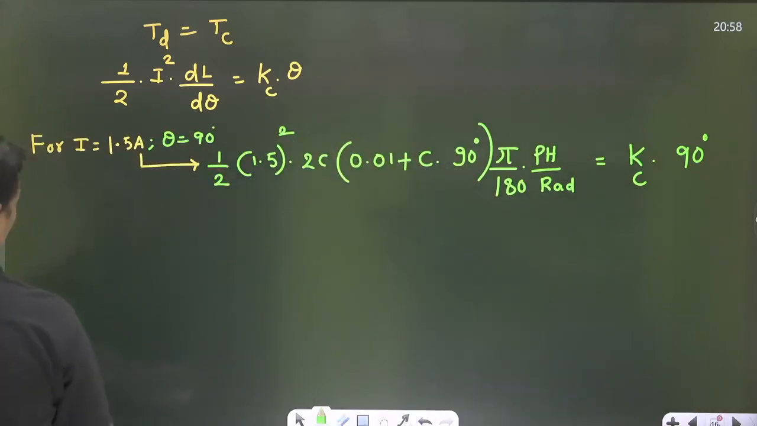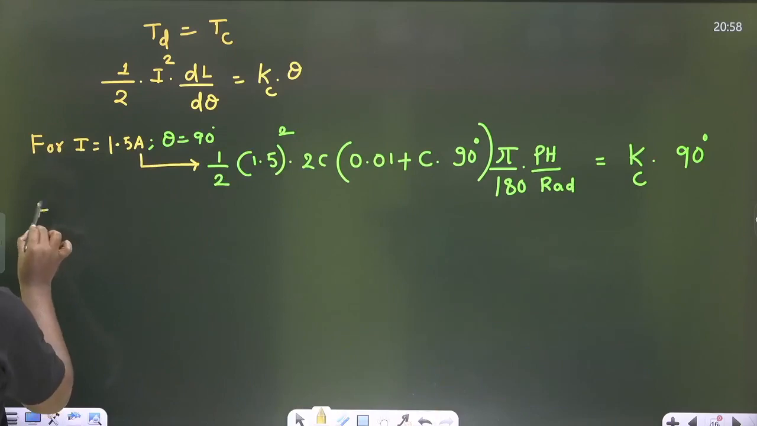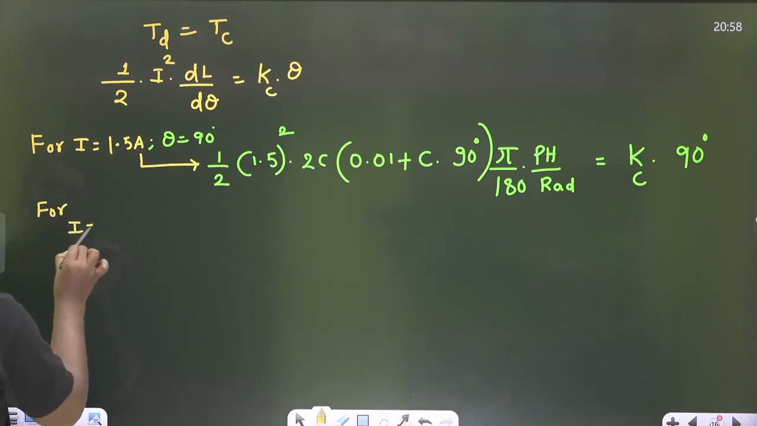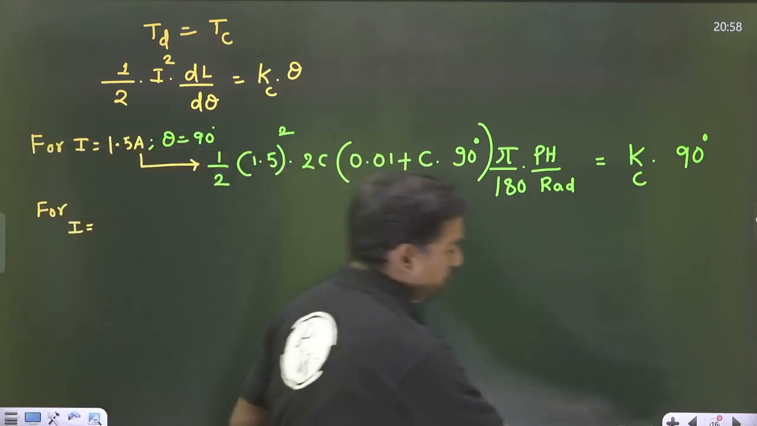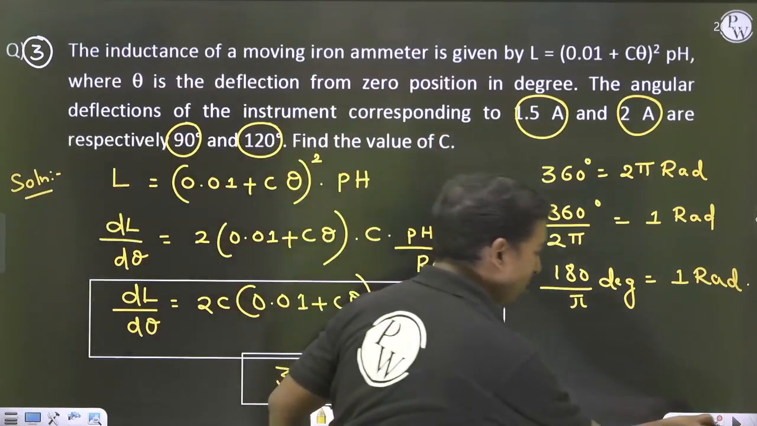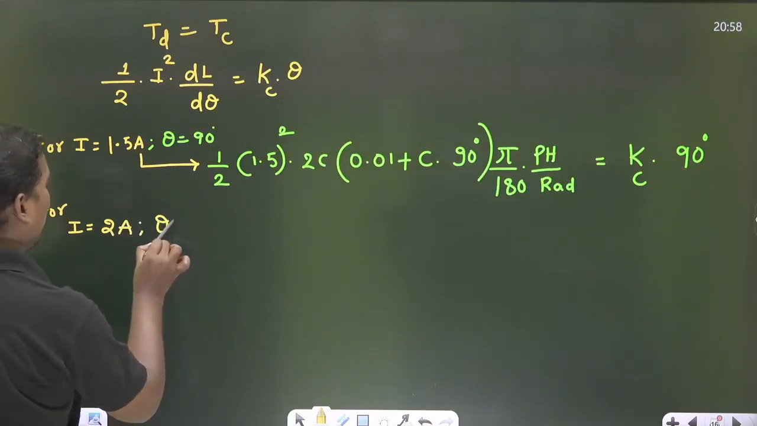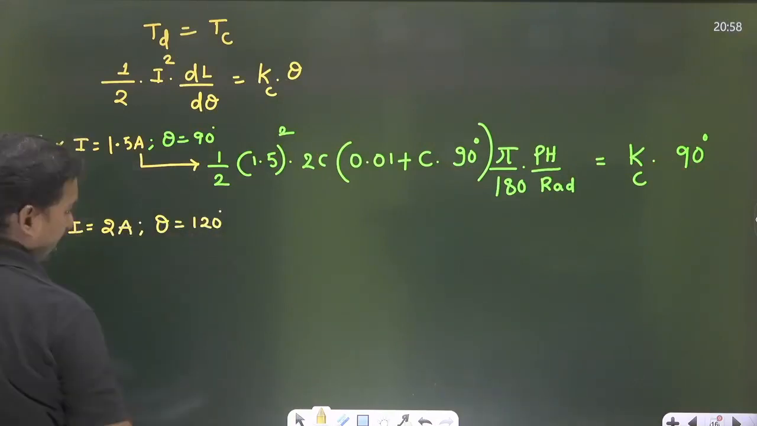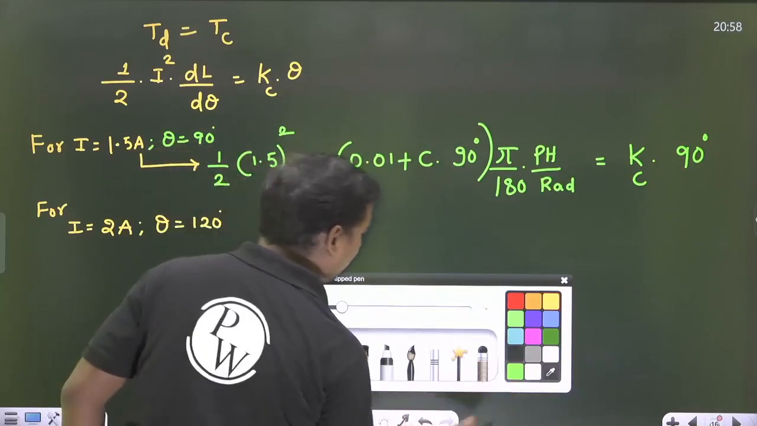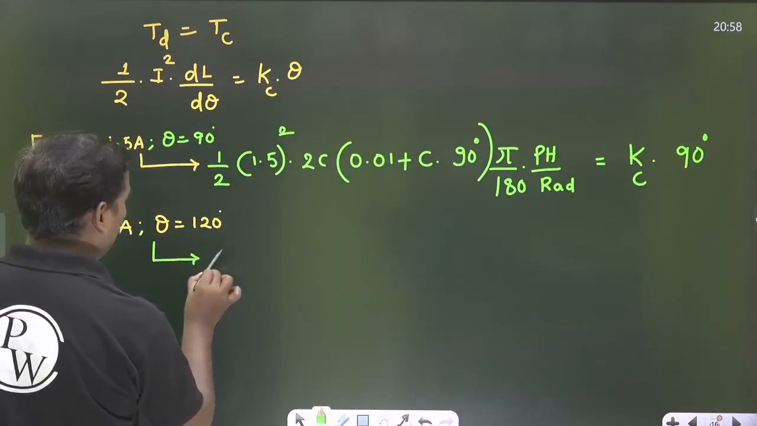Now similarly, for a current of I is equal to 2 amperes, there is a deflection of 120 degrees. For I is equal to 2 amperes there is a deflection of 120 degrees. So from this, what can I do now? Again I can write 1 by 2.